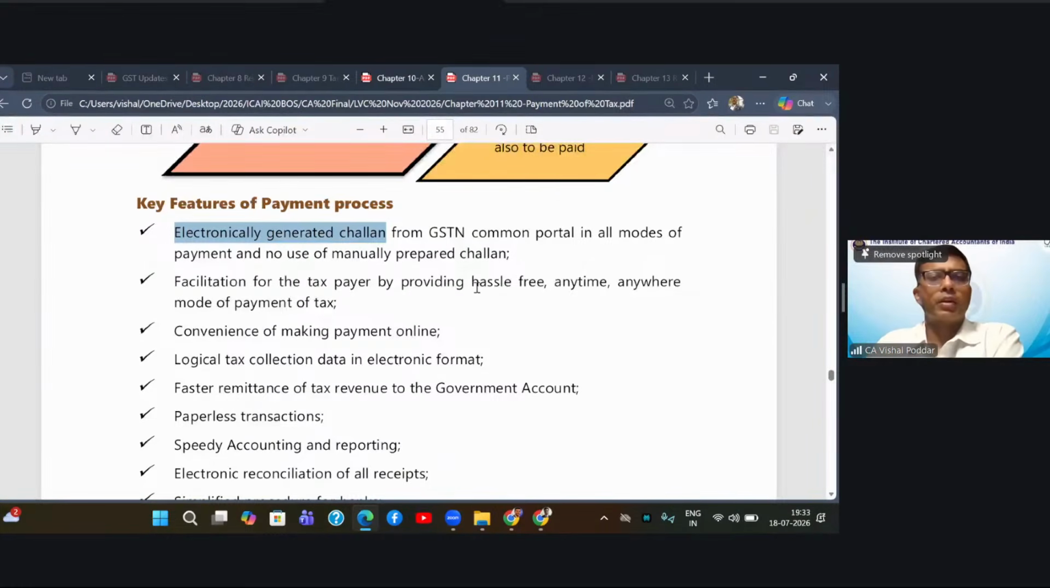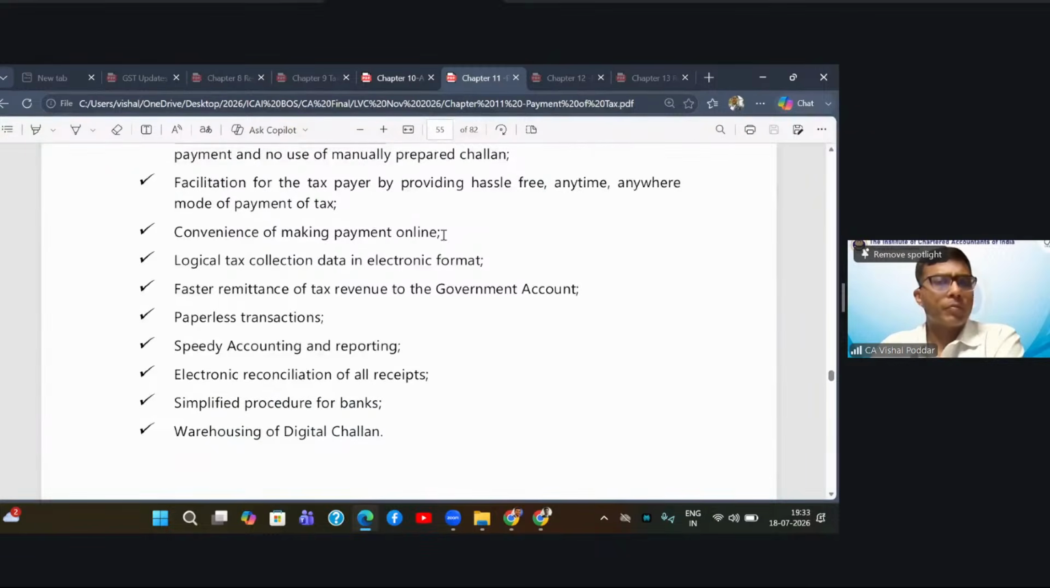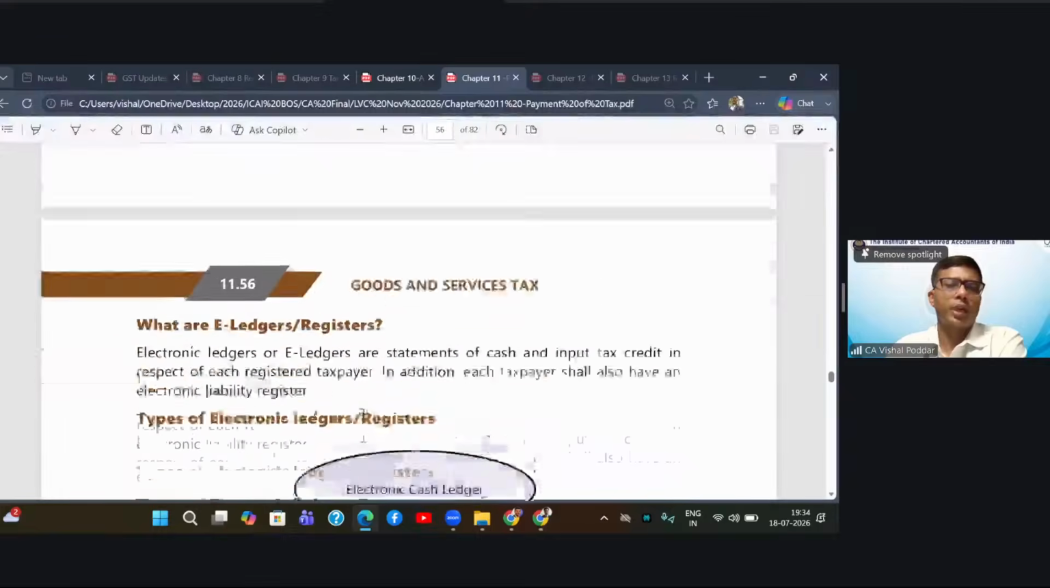Now, second point, facilitation for the taxpayer by providing a hassle-free, anytime, anywhere mode of payment. So there are different modes of payment provided. You can use all the online mediums like internet banking, NEFT, RTGS, for making payment. Convenience of making payment online, logical tax collection data in electronic format, faster remittance of tax revenue to the government account, paperless, speedy accounting, electronic reconciliation, simplified procedure for banks, and warehousing of digital challan.